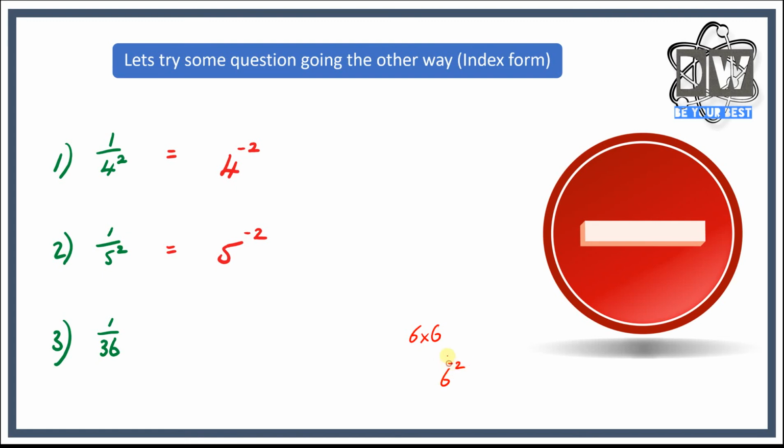But remember, we're going to have that negative in there as well because it's in fractional form. So we're going to have it rewritten as 1 over 6 to the power of 2, which then can be rewritten as 6 to the power of minus 2.